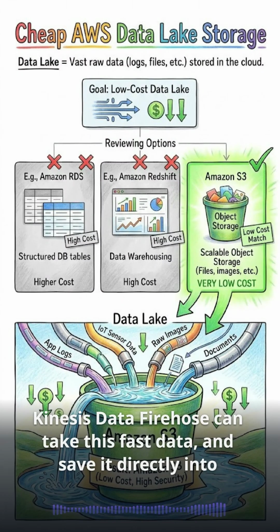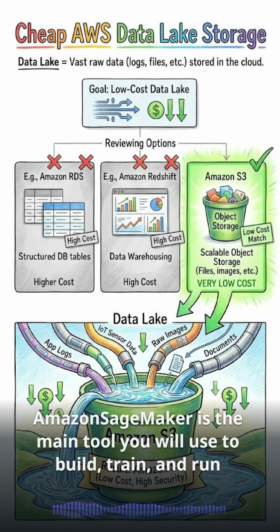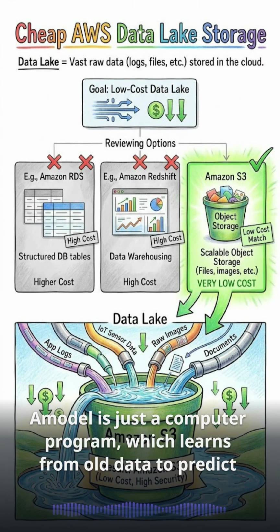Now, let us talk about machine learning and how AWS makes it easy for us to use. Amazon SageMaker is the main tool you will use to build, train, and run machine learning models. A model is just a computer program, which learns from old data to predict new future events. To train a model, you feed it lots of examples, so it can find hidden patterns inside.